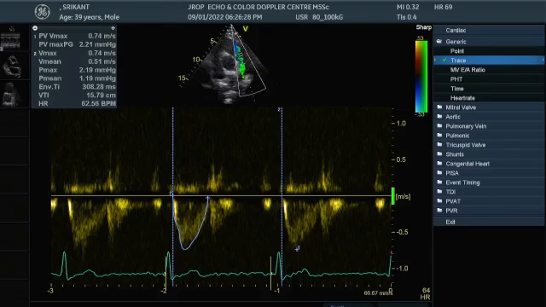So this is 0.7. You can see a VTI over here. It is 15.79 centimeters, not seconds, centimeters.